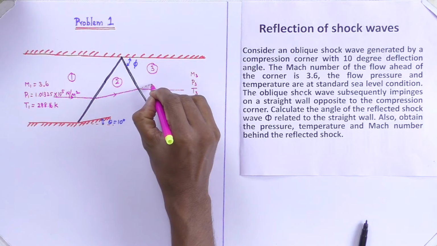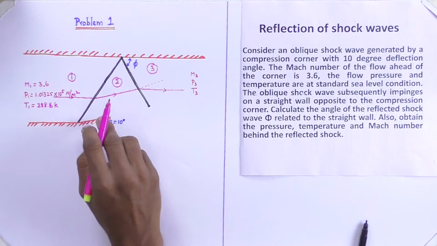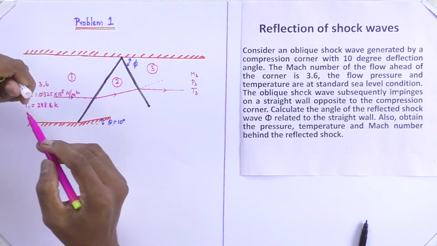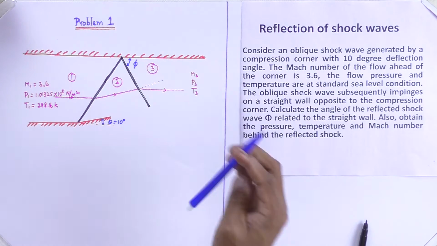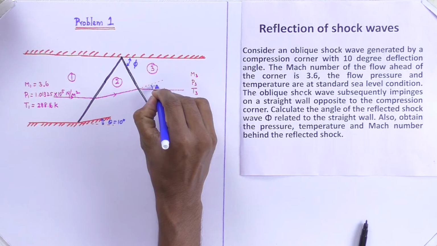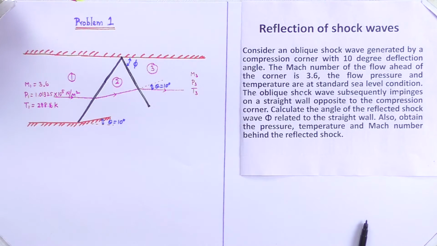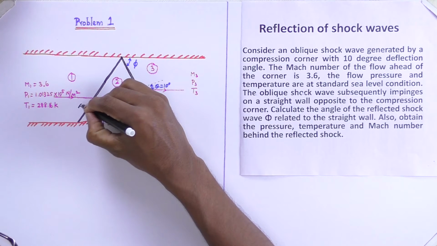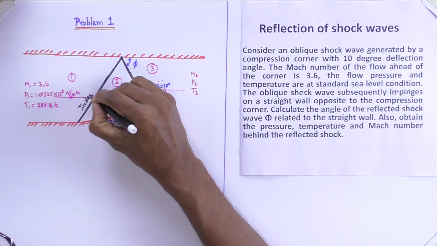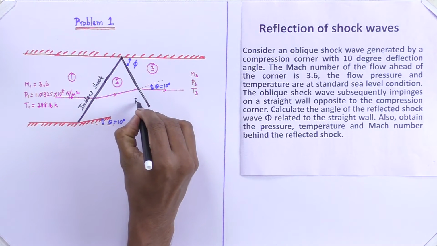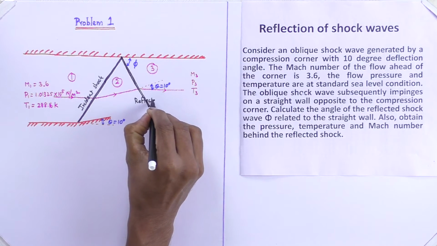Since these two are parallel, this angle will be the same 10 degrees, theta is equal to 10 degrees. So this is the incident shock, and this one is the reflected shock.